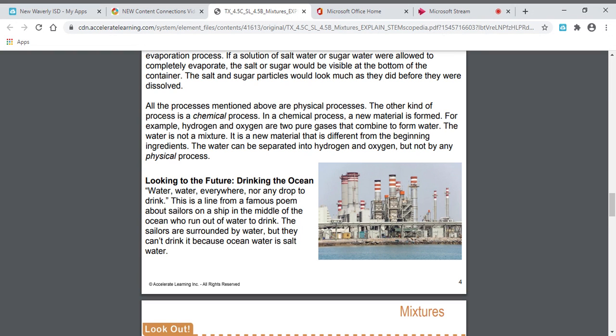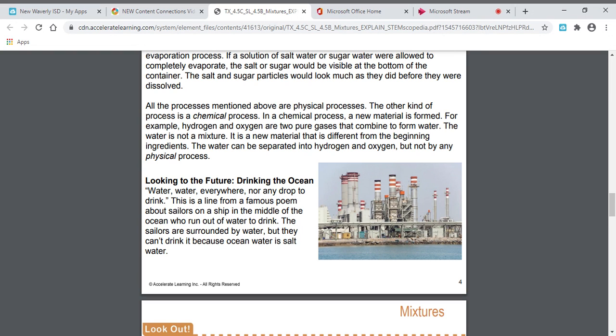The other kind of process is a chemical process. In a chemical process, a new material is formed. For example, hydrogen and oxygen are two pure gases that combine to form water. The water is not a mixture. It is a new material that is different from the beginning ingredients. The water can be separated into hydrogen and oxygen, but not by any physical process.